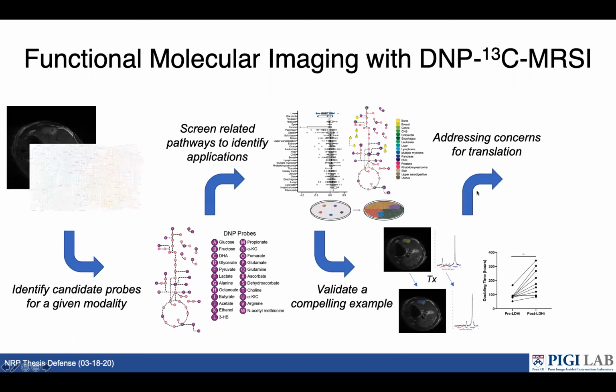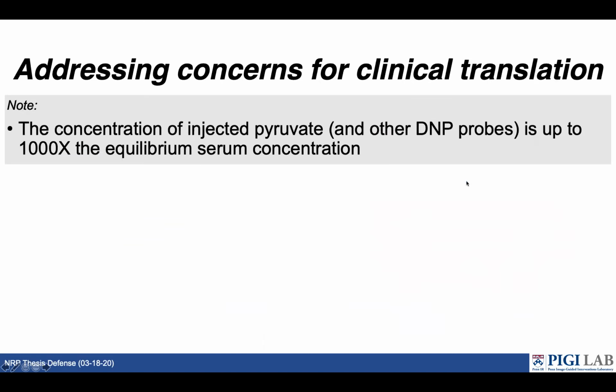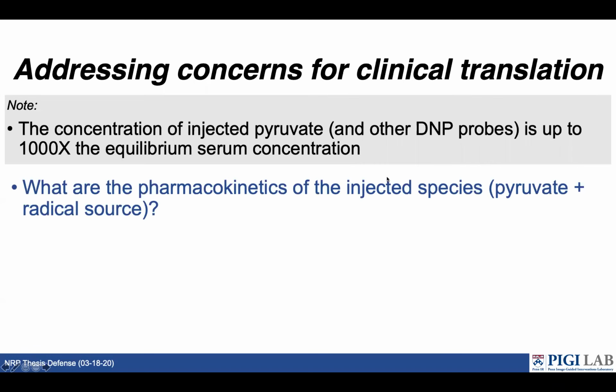These are going to be a little bit more technical details that I will get into shortly. One of the things that I would say is an important note that motivates a lot of these questions is that the concentration that we're using of pyruvate is up to 1,000 times the equilibrium serum concentration, which definitely is a cause for concern, and I'll explain why I don't think that is necessarily so among some folks in the cancer metabolism world, and especially in the PET world. So I will go through how I address some of these concerns and what that means for eventual translation, hopefully.